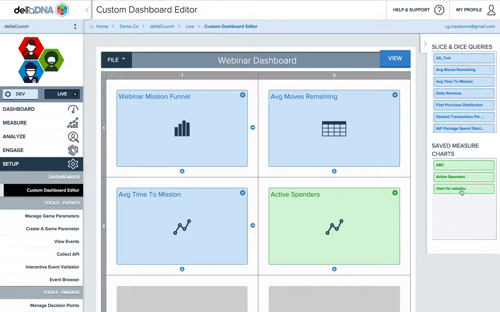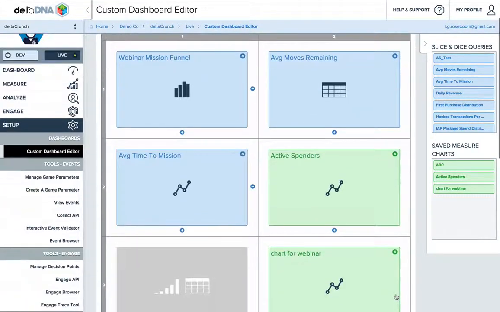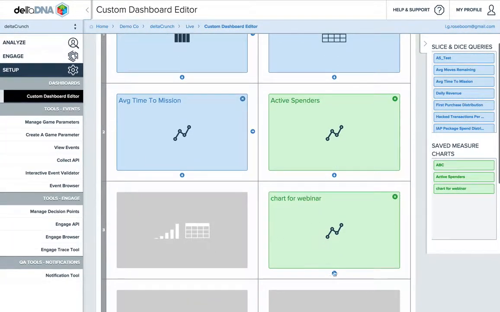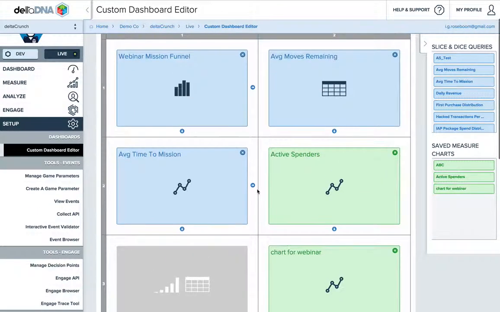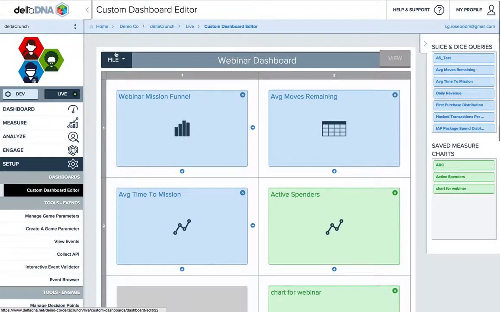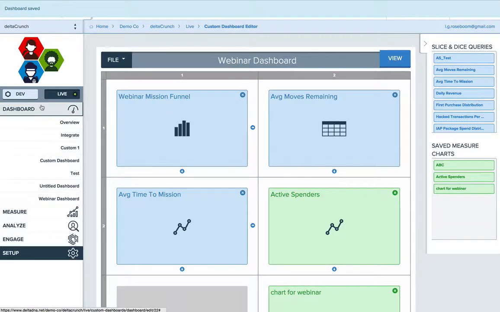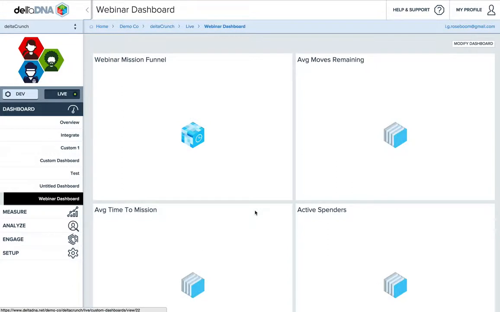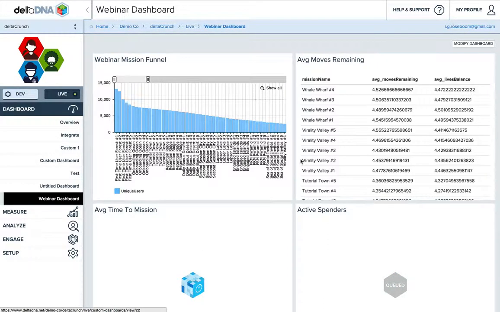And we can see here is our saved measure chart that we just made. We can drag that in here. So now it's sitting there on the bottom of the one we made last week. We can save this. And we go back and have a look at it. And now you can see we have all of our things we're interested in.